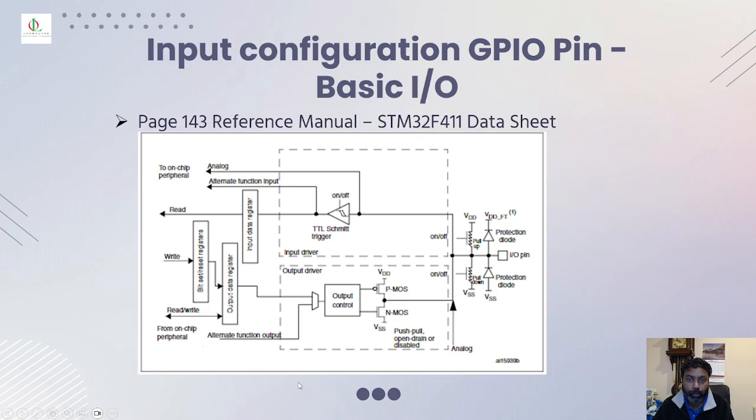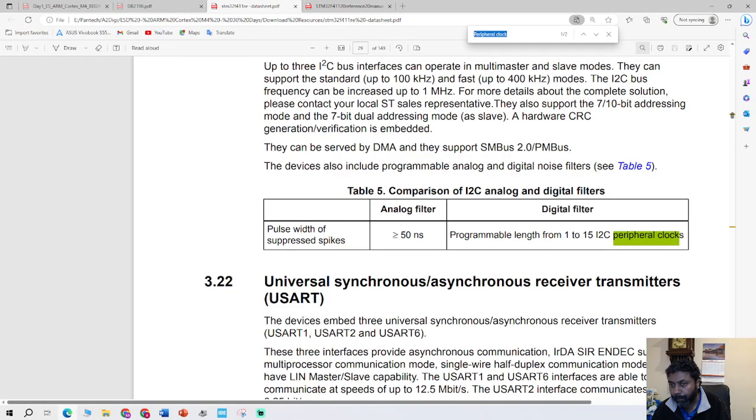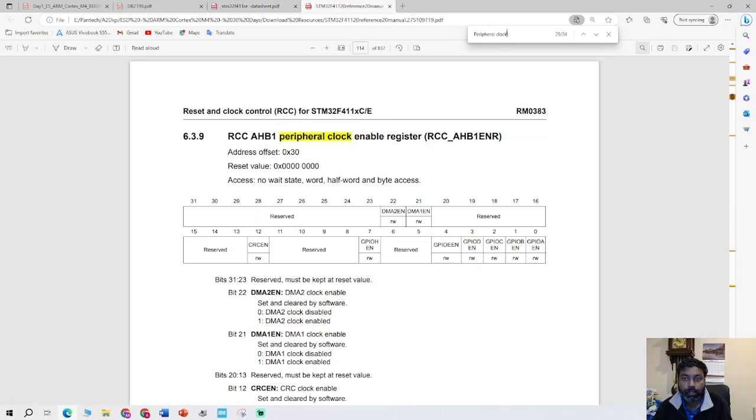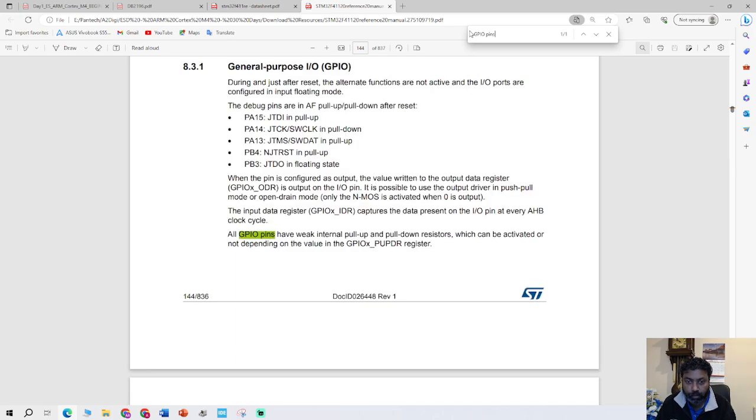It's GPIO pin basic IO. GPIO pin. STM reference manual. You got GPIO pins. General purpose IO.